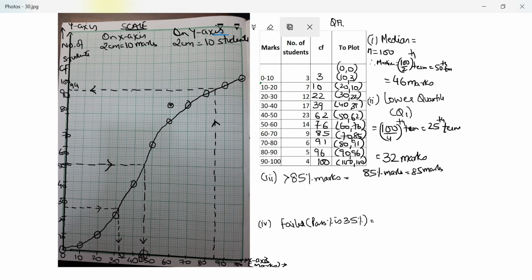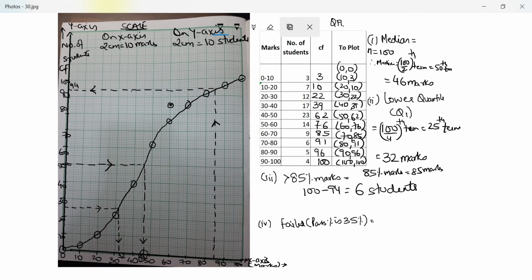So how many students have scored more than 85% marks? In this case, it is 100 minus 94, which is equal to 6 students. So 6 students scored more than 85 marks. Remember, this is a less than ogive curve. If you want to calculate more than, then you will subtract it from the total.